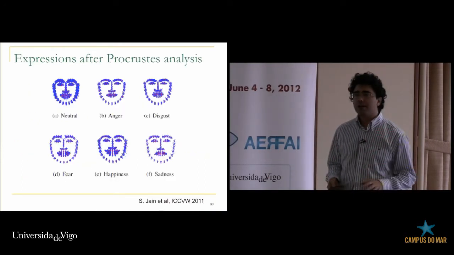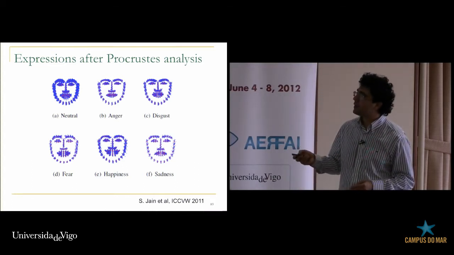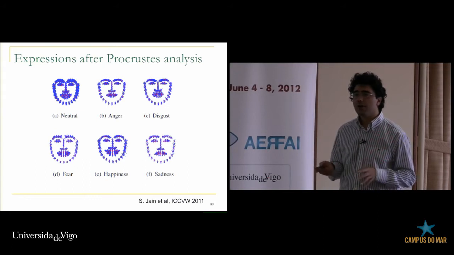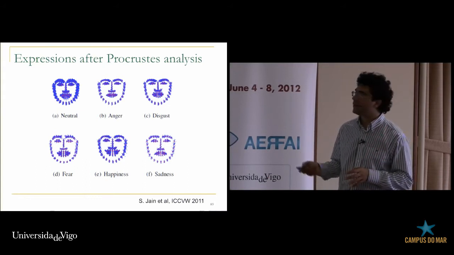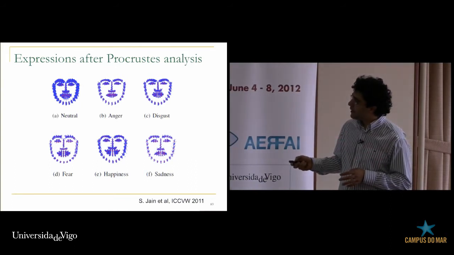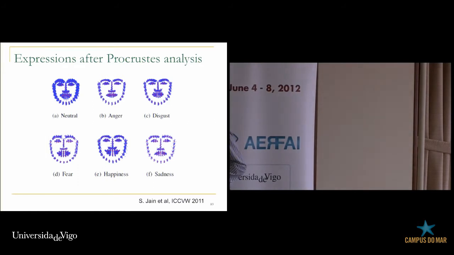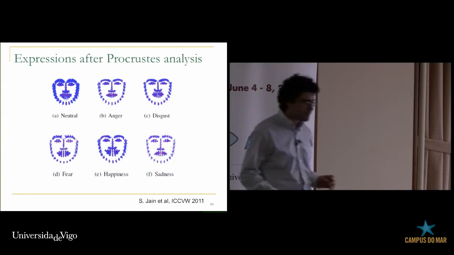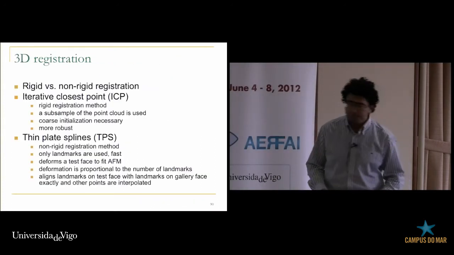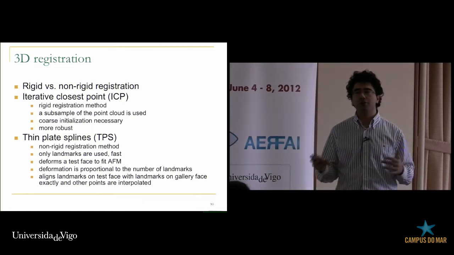So if I give you, let's say, a bunch of landmarks, this will be the Procrustes analysis result on faces with, let's say, different expressions. So this will be the neutral faces aligned with Procrustes analysis, anger, disgust. And if you want to have a single consensus shape, what you do is basically you look at the points here, you take their mean, and that will be your representation. Now, in 3D, we have either rigid registration or non-rigid registration.